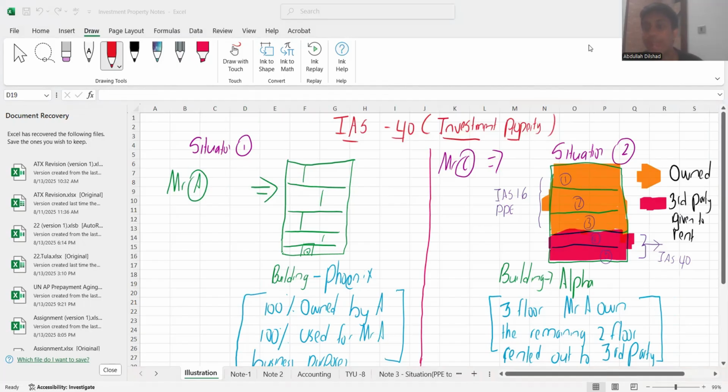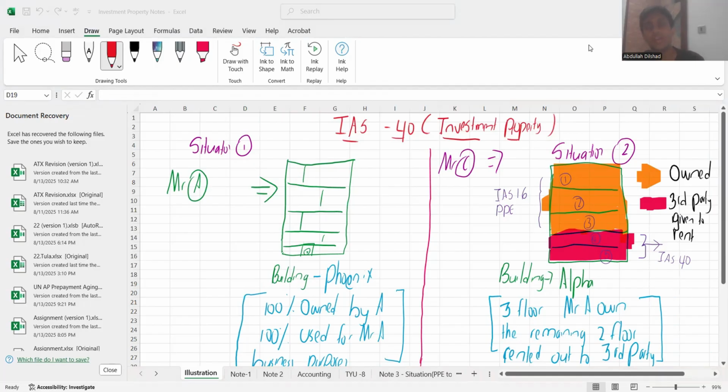Today we'll be looking at a very small minor concept known as investment property in your IAS 40 standard. For most of you, this standard might be quite new. Let me be honest with you, this is a very easy, simple standard that can be tested in your financial reporting paper.